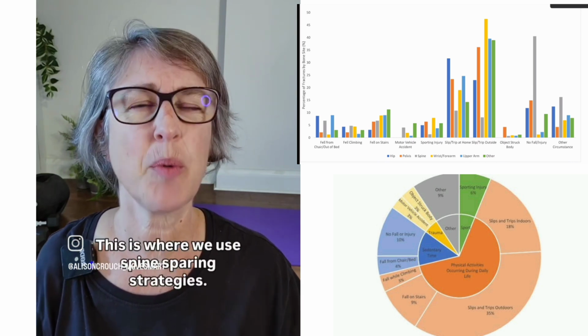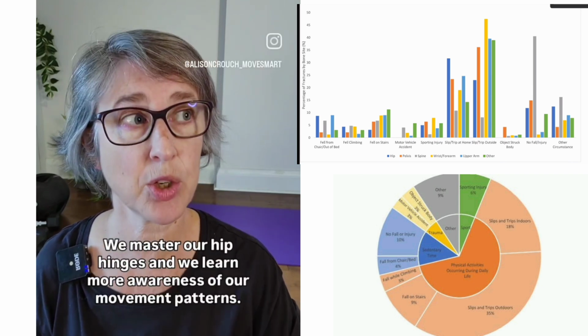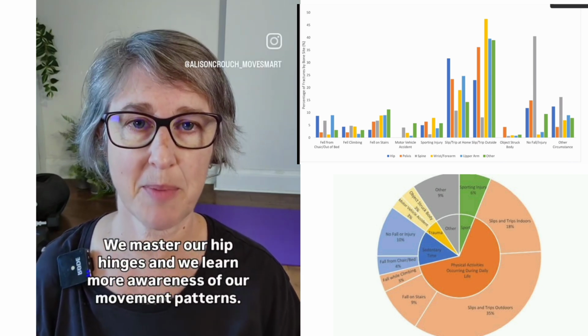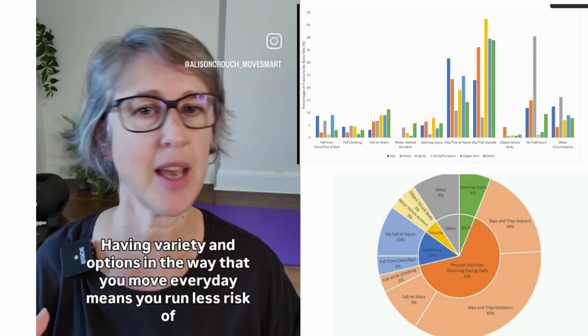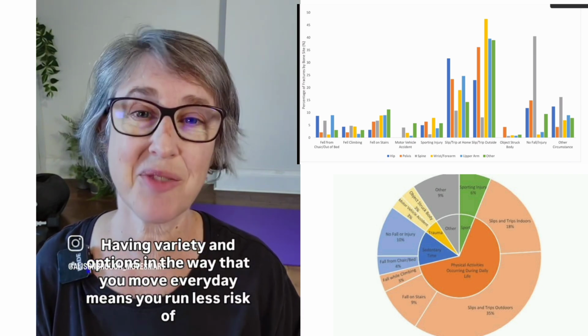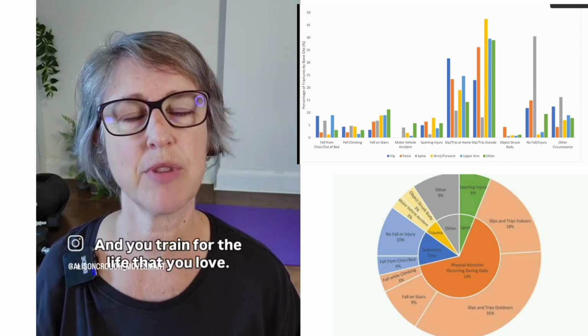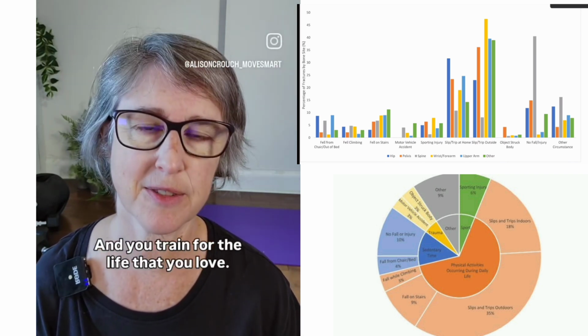This is where we use spine-sparing strategies. We master our hip hinges and we learn more awareness of our movement patterns. Having variety and options in the way that you move every day means you run less risk of overloading your spine for those kinds of vertebral fractures. And you train for the life that you love.